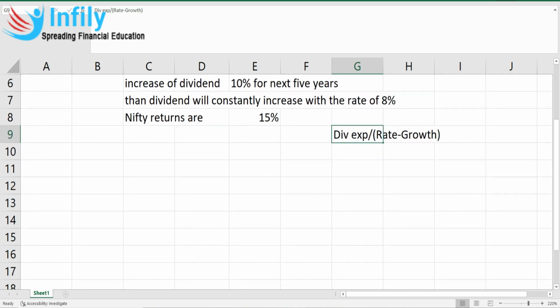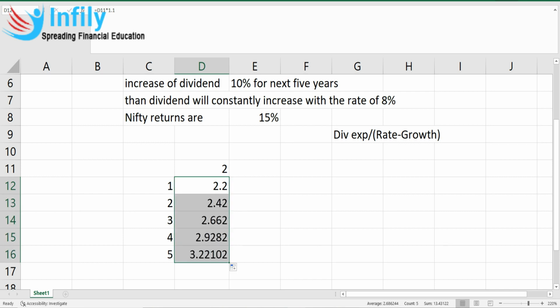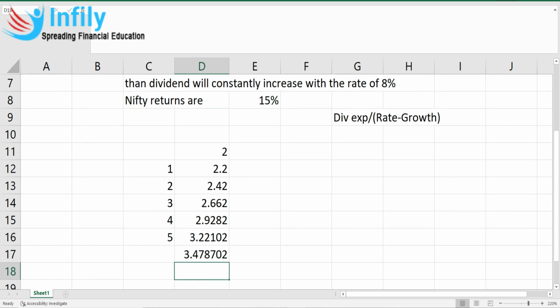So let's understand it. The current dividend is 2 rupees, and for the next 5 years it will increase at the rate of 10%. So I can multiply by 1.1 and then drag it. After the 10% increase for 5 years, it will increase at the rate of 8%. So I can multiply by 1.08. But this is the dividend expected divided by rate minus growth. As I already told you, you will use this formula from where the dividend is constantly increasing. From here it will be increasing at the rate of 8%, which is my assumption.